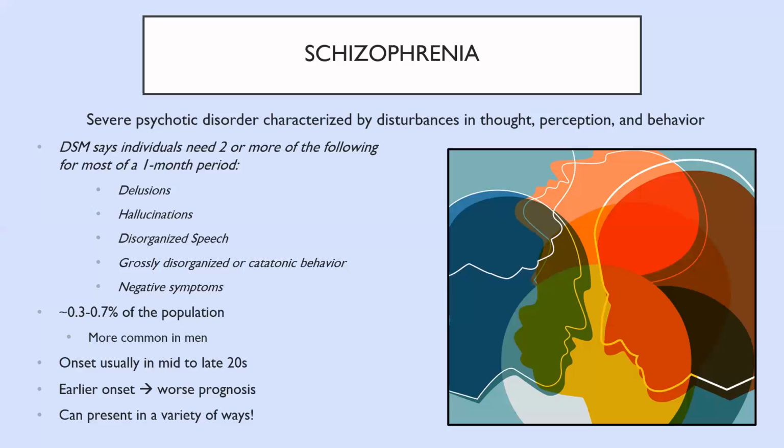And again, it can present in a variety of ways. So for all of these disorders, there's often a combination of symptoms that you can have. So you could have hallucinations and delusions, but not any of those others. So it just depends what combination of symptoms the person is exhibiting.